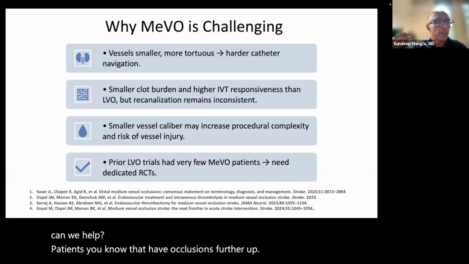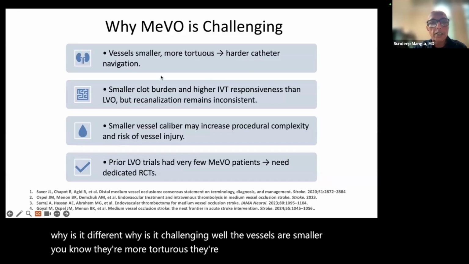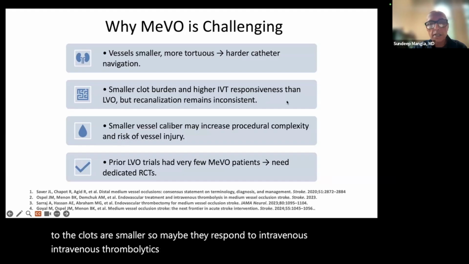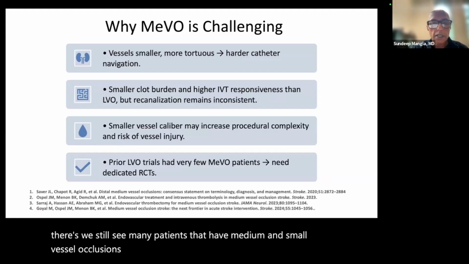Why is it different? Why is it challenging? Well, the vessels are smaller. They're more tortuous. They're windier. They're harder to get to. The clots are smaller, so maybe they respond to intravenous thrombolytics better, but it's not consistent. We still see many patients that have medium and small vessel occlusions that don't respond to TNK or TPA.